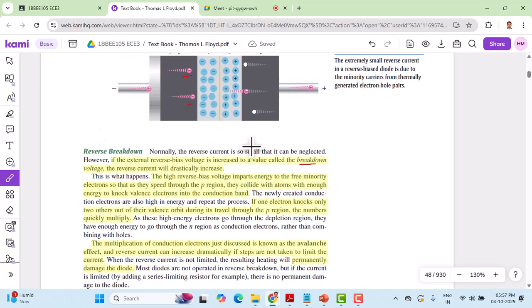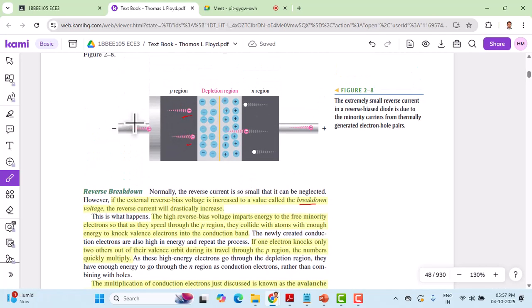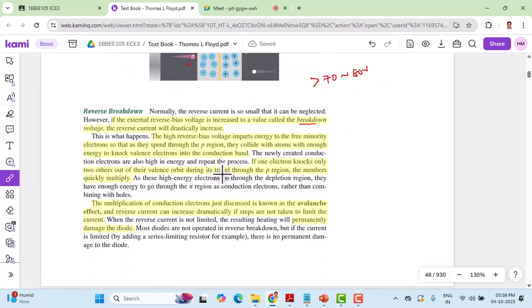These minority electrons get sufficient energy when you increase the voltage here. For example, if the reverse voltage between the negative and positive is greater than 70 to 80 volts, then the minority carriers acquire a lot of energy and start colliding with other atoms, and tend to release electrons from them. That method is called the avalanche effect, which is shown here: an electron hitting an atom and helping the atom to release an electron.